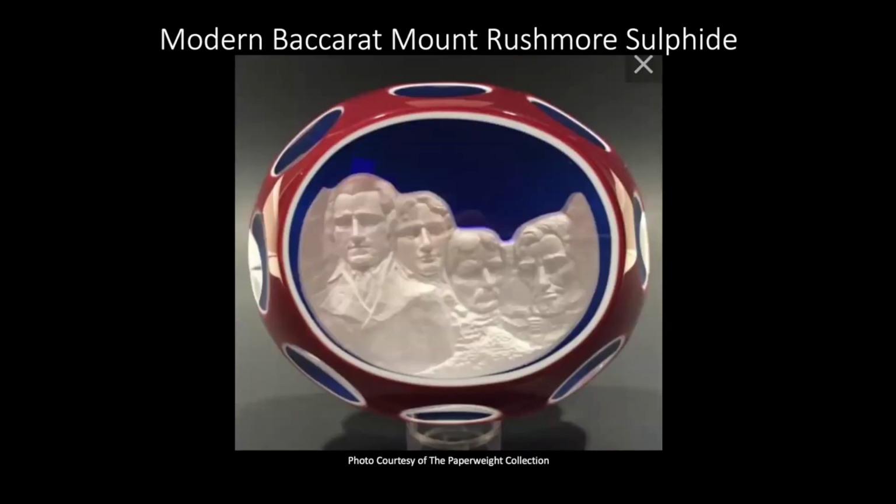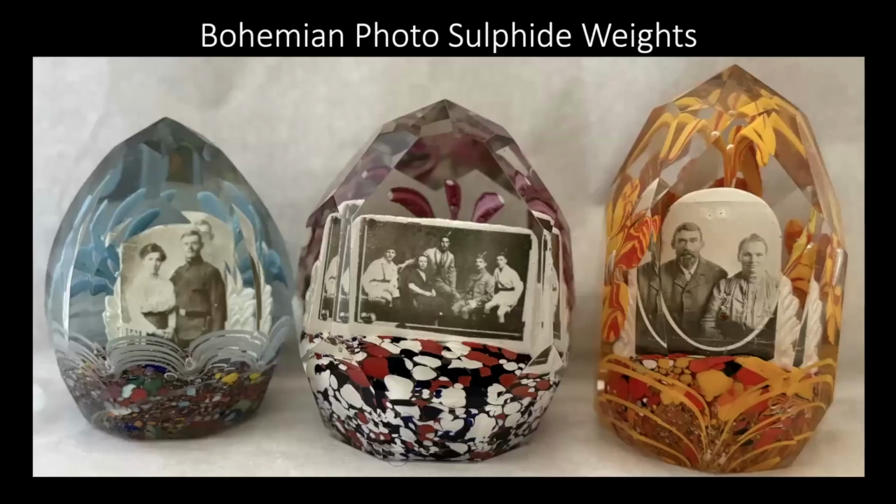Here is a 20th century modern Baccarat weight for Mount Rushmore. I've seen very few landscape weights out of sulfide. Here's a couple. Some Bohemian glass factories would make sulfide plaques, which look sort of like tombstones, many of them, and use them for photos. They're often adorned by flowers in the background, combing in the front, and so forth.